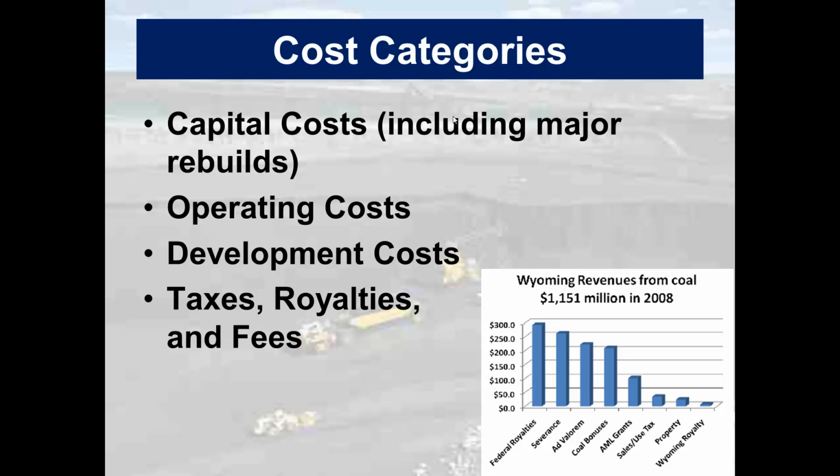Some major categories of costs that are considered include capital costs, which are the equipment, tools, machinery, and physical facilities that make it possible to produce your product. Operating costs, which are the day-to-day costs for people operating and maintaining your equipment, and utilities. Development costs, which simply stated is every dollar you spend before you produce your first ton of coal. And then finally, taxes, royalties, and fees associated with producing your product.